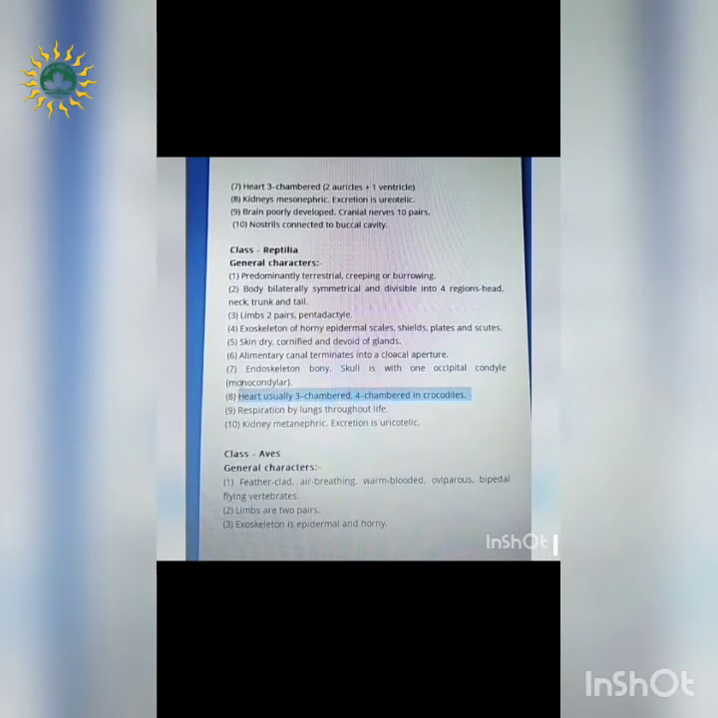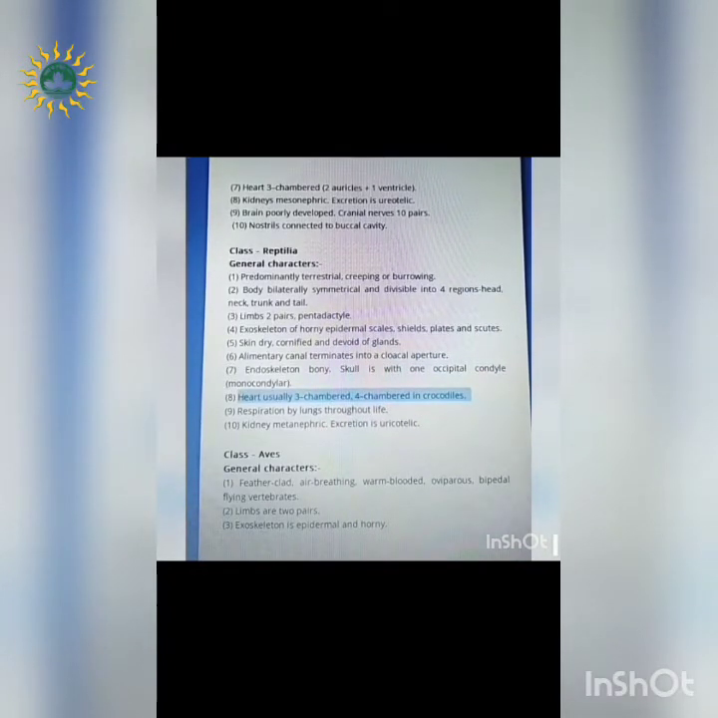So you can see one by one as the classes are moving on, we can see that the complexity of these organisms is increasing, and the heart specifically, if we consider it as an example, also has some advanced features. The respiration, if we consider next, occurs with the help of the lungs. The kidney is metanephric and excretion is uricotelic. So here uric acid is the excretory product because it is uricotelic.